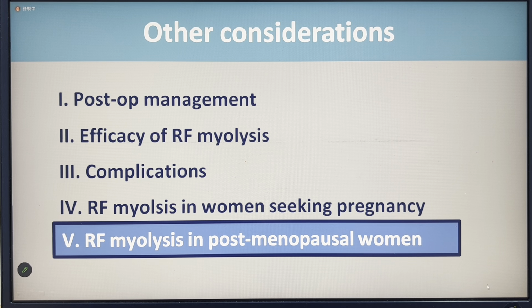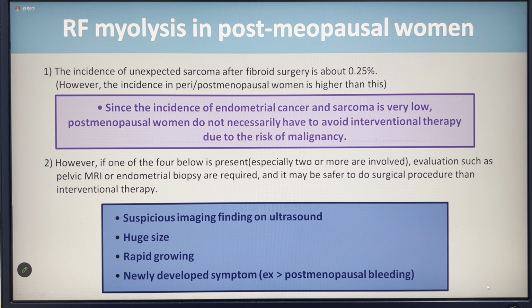RF myolysis in postmenopausal women. Since the incidence of endometrial cancer and sarcoma is very low, postmenopausal women do not necessarily have to avoid interventional therapy due to the risk of malignancy. However, if one of the four below is present, evaluations such as pelvic MRI or endometrial biopsy are required, and it may be safer to do surgical procedure than interventional therapy.